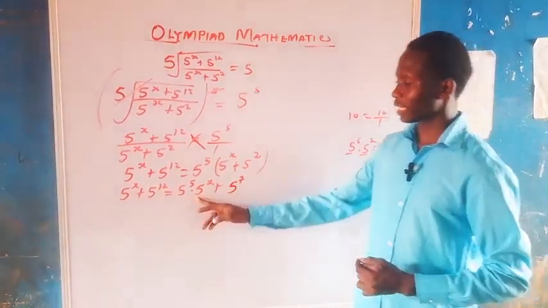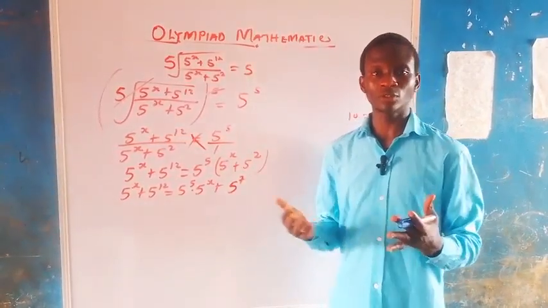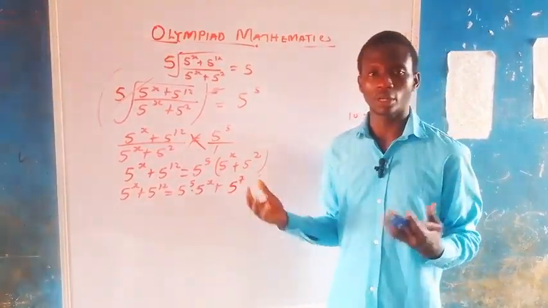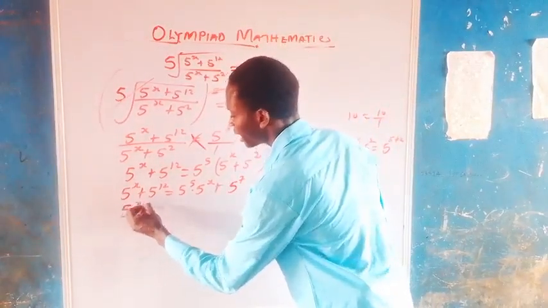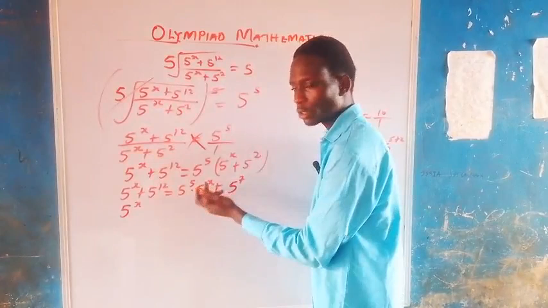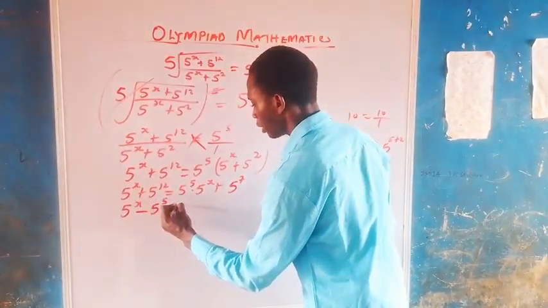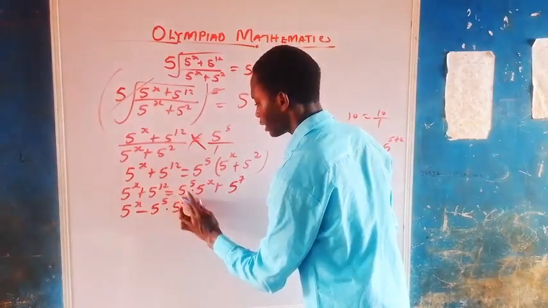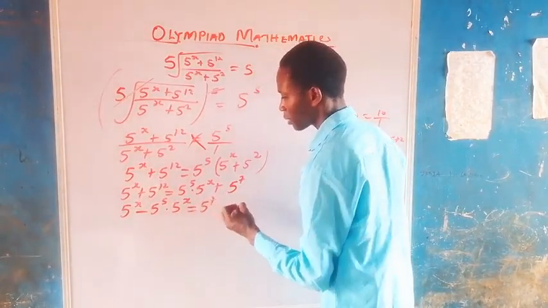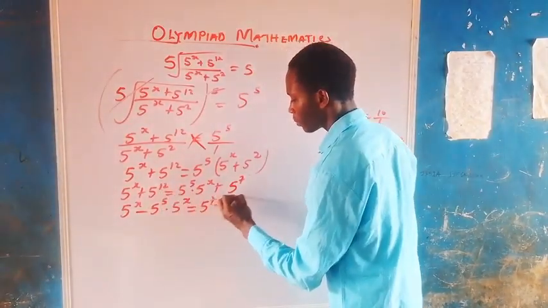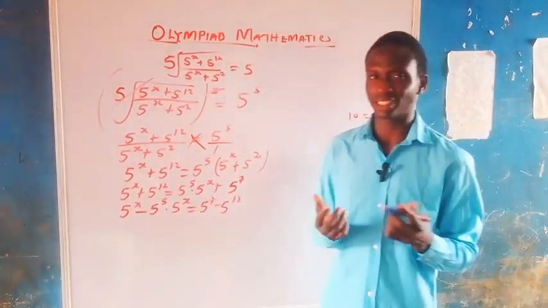Now, I will collect the like terms. Those variables that have the power of x will come together, and those variables that have the power of a number will also come together. So now, this will be 5 to the power of x, okay? And then this guy here, which is having the power of x, will also come here. That is minus 5 to the power of 5, multiplied by 5 to the power of x, equals this guy here, which is now 5 to the power of 7 and then minus 5 to the power of 12. This is making sense, and I hope it's making sense to you.